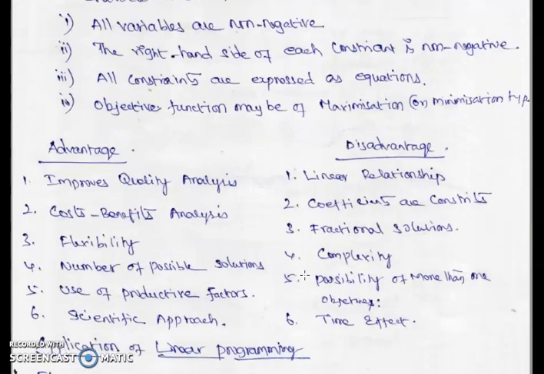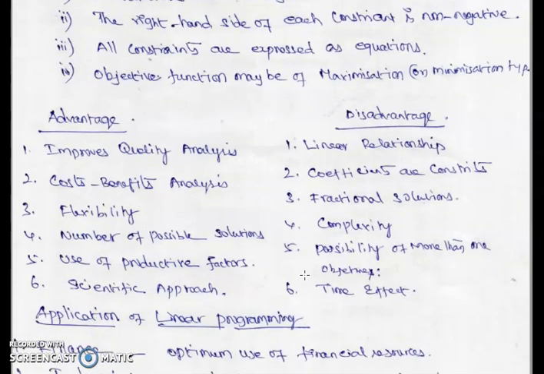What are the advantages of linear programming? First is improved quality of analysis. Second is cost benefit analysis. Third is flexibility. Fourth is the number of possible solutions. Fifth is use of productive factors. Sixth is the scientific approach.